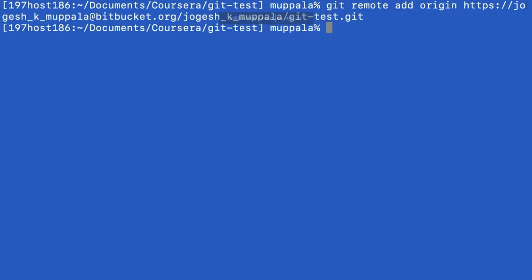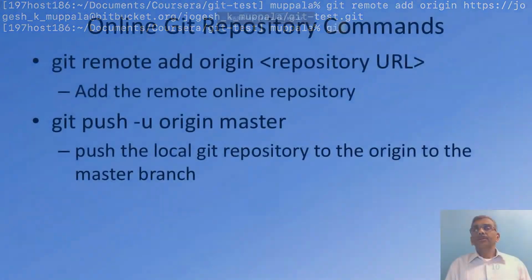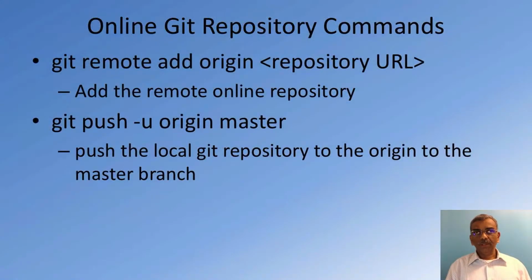Then I want to push the entire contents of my local Git repository to my online Git repository. So reviewing the commands for setting up the online Git repository, the first one that we just did, git remote add origin and the repository URL. This will add the online repository as the remote repository for my local Git repository. Once I do that, I need to push my contents to my online repository. For that, I do git push -u origin master. This command will push the local Git repository to the online repository.